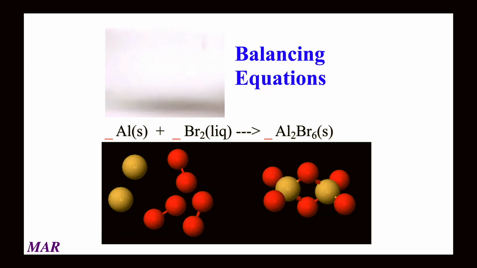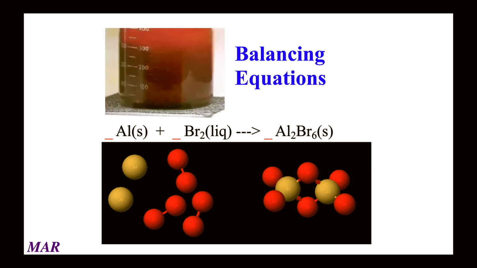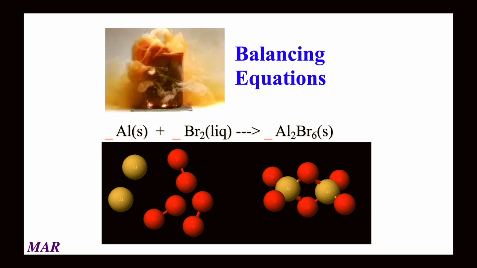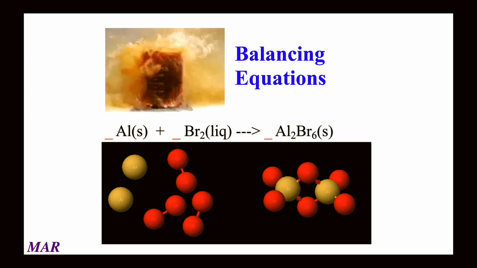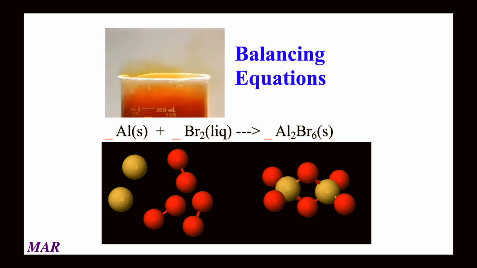When pieces of aluminum foil are placed in a beaker containing bromine, a violent reaction occurs. The elements react to produce aluminum bromide, which consists of 2 aluminum atoms for every 6 bromine atoms. It is visible as a white powder deposited on the beaker. This reaction, which has a lot of energy given off, is making an aluminum bromide compound.